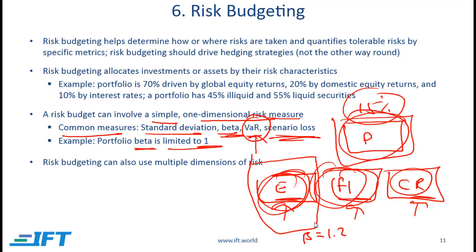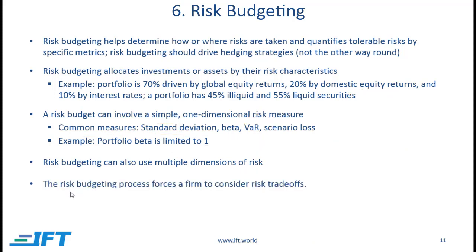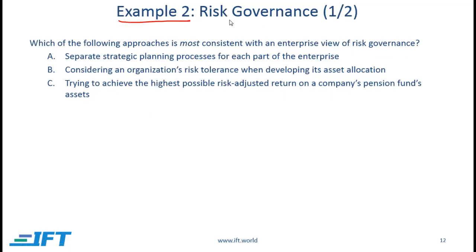So this is a simple illustration of how risk budgeting can use multiple dimensions of risk. A major benefit of the risk budgeting process is that it forces a firm to consider risk trade-offs. So when we are taking extra risk for extra return, we need to do that consciously. If a firm is going after extra returns without recognizing the incremental risk that's being taken, then that would be a mistake. We'll now do example 2, risk governance, and this example has 4 questions.